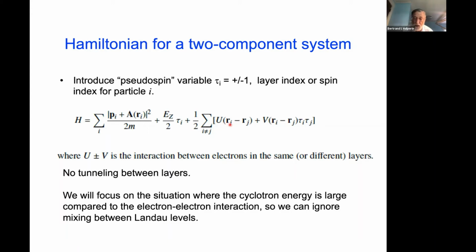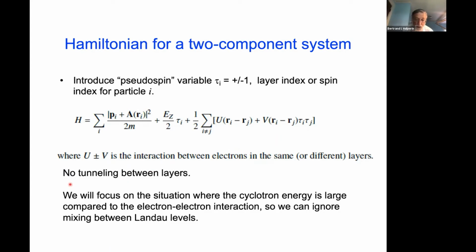The interaction depends on just the position difference between the particles and also which layer they're in. And so I can write it as u plus v times tau i tau j, such that u plus v is the interaction between electrons in the same layer, and u minus v would be the interaction between electrons in different layers.